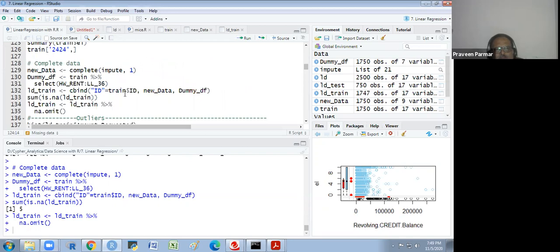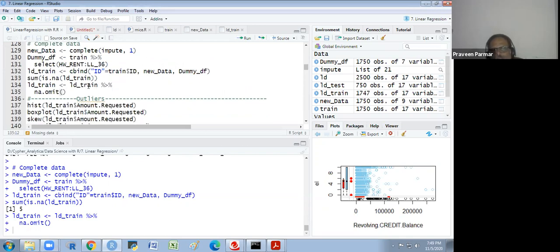Now we see some more things. Up to here we have completed. We are taking that, we are considering that. Okay. Now I will show you the histogram of the amount requested.